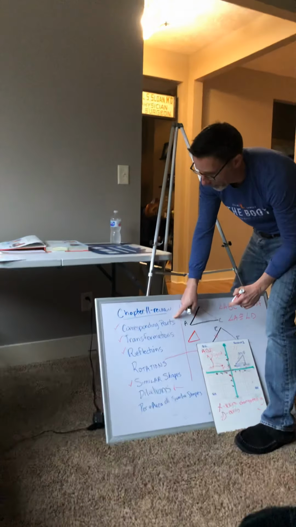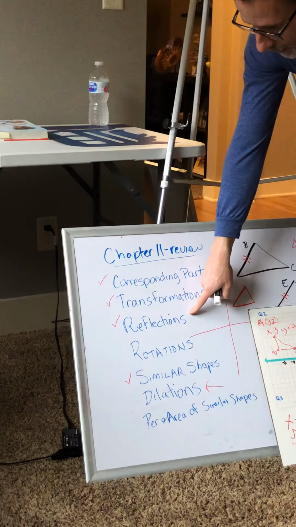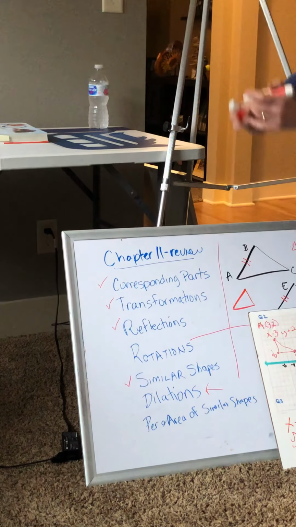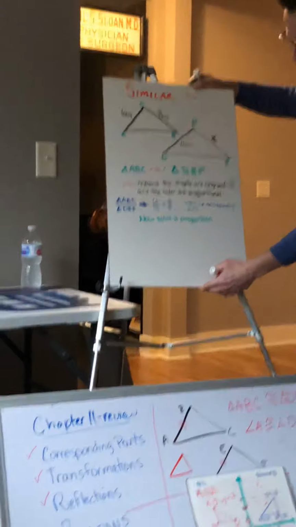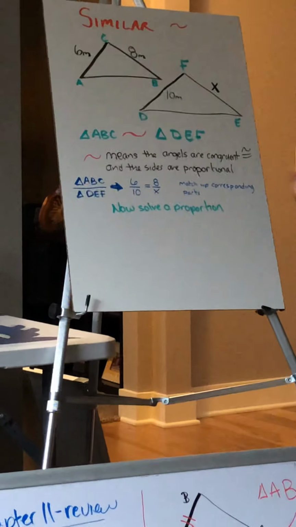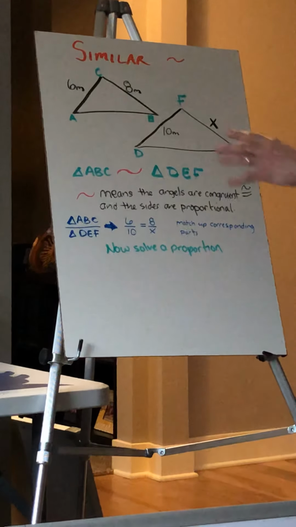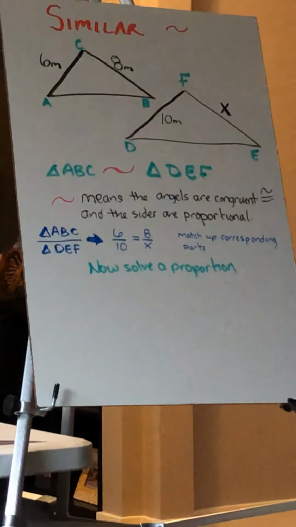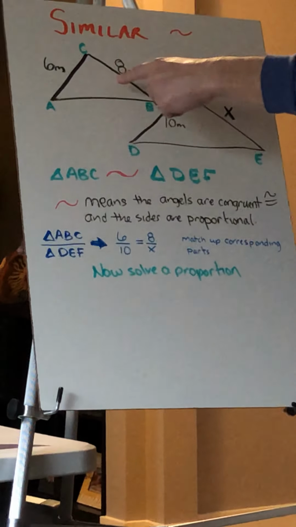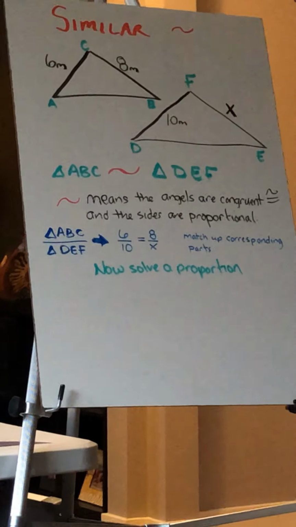Alright, so we did corresponding parts, we did transformations, we just did a quick review of reflections. Let's talk about similar shapes. Alright, similar shapes. I didn't do a great job at drawing these, but a similar shape, that's the symbol for similar. It does not have the equal sign in it because they're not the exact same shape. This one is smaller than that one. It's the same triangle if I could draw. We just made it larger or smaller.